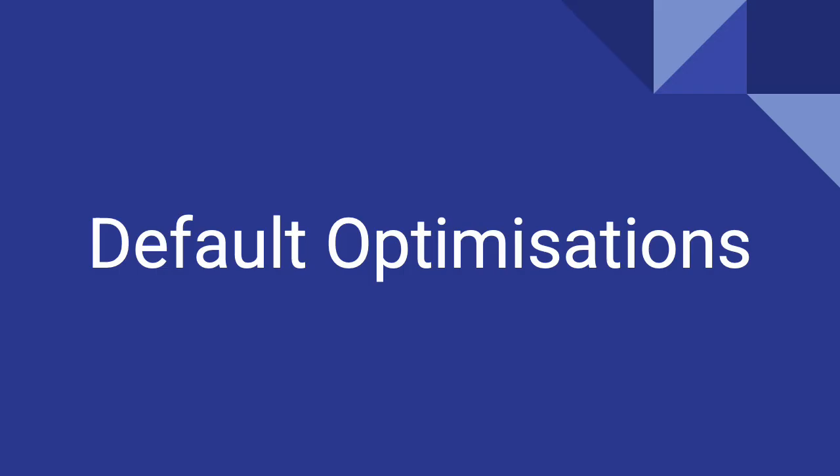Now, coming to the optimizations which are available by default, a lot of these optimizations are because of the way data is laid out in the Parquet file format, and because of the statistics stored for every column, for every row group, and also at the page level as well.